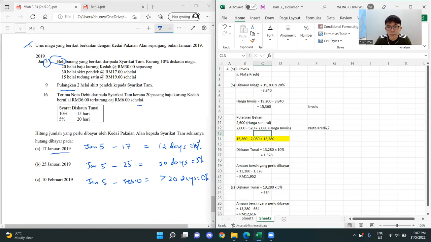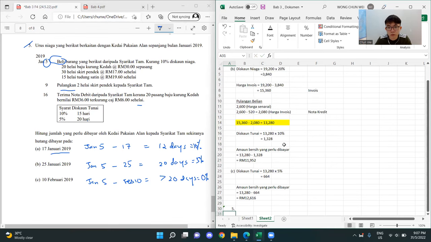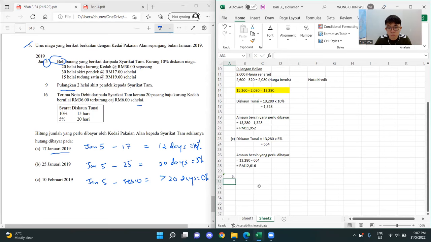Okay? So come back to here. So we go for question 5. Okay, but before we come to ABC, maybe we can go through this one because we need to solve the part here. All right, so kurang 10% discount niaga. So these are all the harga senarai, the list price. So they're telling us that 20 helai baju kurung, kenapa ada sepasang? So you cancel it, it should be sehelai. Okay, a bit typo. So 30 ringgit times 20 helai. So this is 600 ringgit.